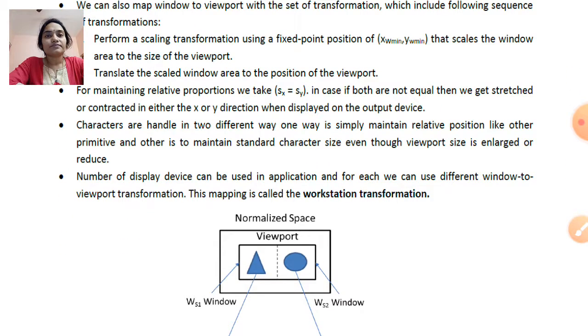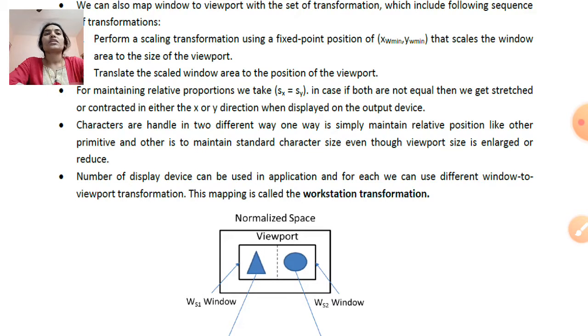Characters are handled in two different ways. The first one is to maintain relative position like other primitives, and the second one is to maintain standard character size even though the viewport size is enlarged or reduced.